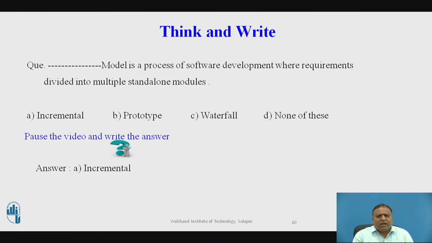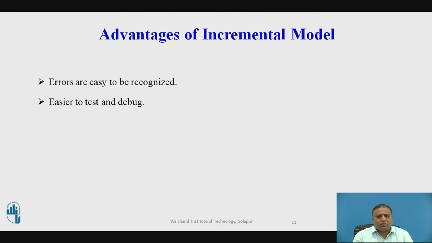So, the incremental model is a process of software development where requirements are divided into multiple standalone modules. Advantages of the incremental model: errors are easy to recognize, and it is easier to test and debug. It is flexible and less expensive to change requirements and scope. It is simple to manage risk because it is handled during its iteration. The client gets important functionality early. The software will be generated quickly during the software lifecycle. This model is less costly compared to others. A customer can respond to each build.